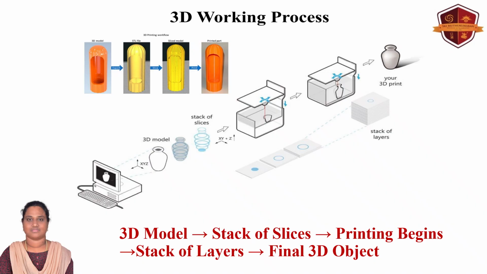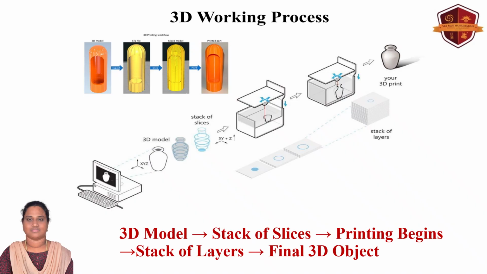Next, this STL file is loaded into slicer software like Cura, Prusa Slicer, Simplify 3D, etc. This slicer cuts the 3D model into thin horizontal layers and sets parameters like layer height, print speed, infill and supports. Now the output of the sliced model will be a G-code. So this is the step 1 process.